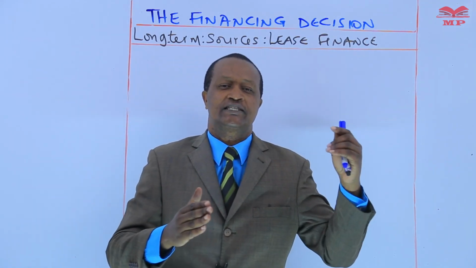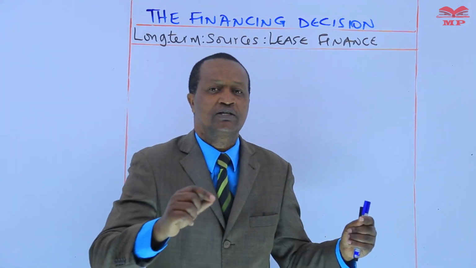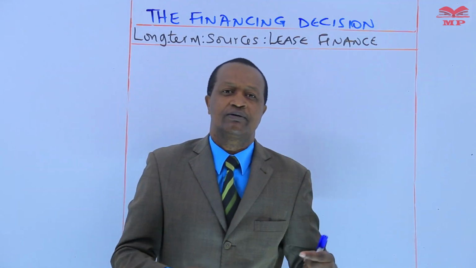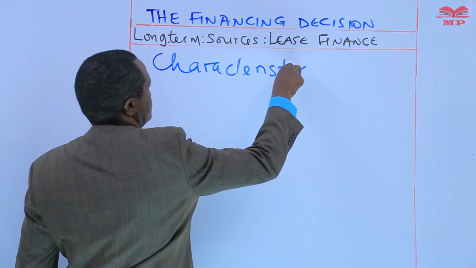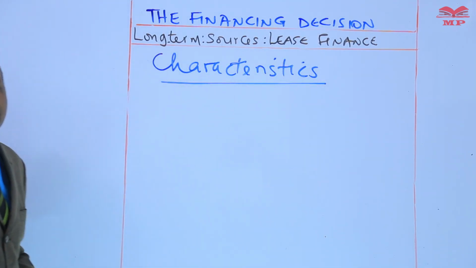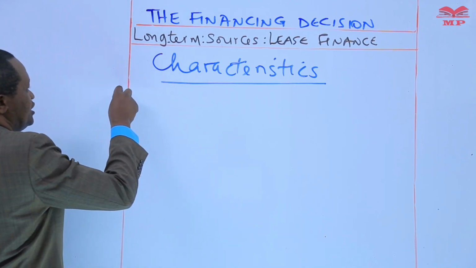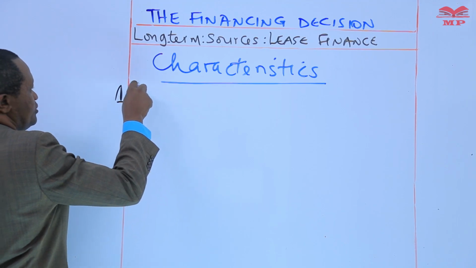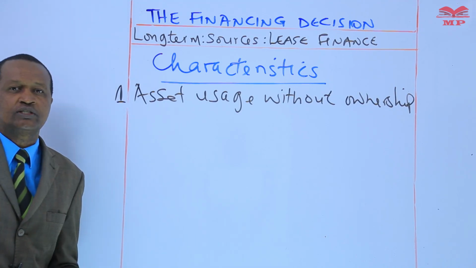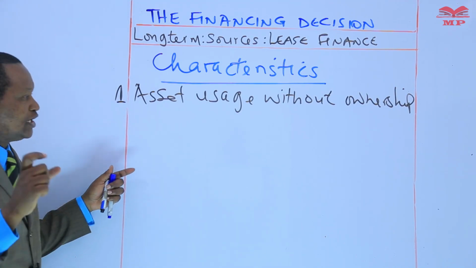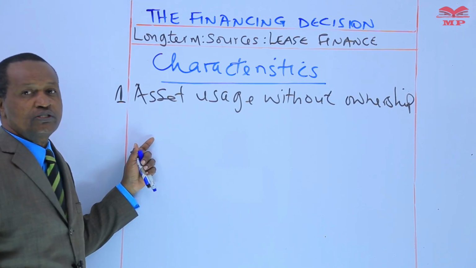So we're going to study the characteristics, the benefits, and the drawbacks of lease finance, which is a long-term source of finance. Let us begin with the characteristics of lease finance. One is asset usage without ownership. Lease finance allows businesses to use assets such as equipment, real estate, and motor vehicles without owning them.